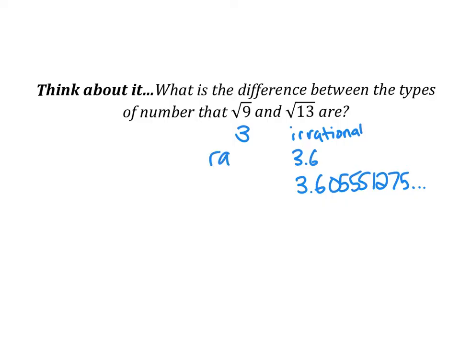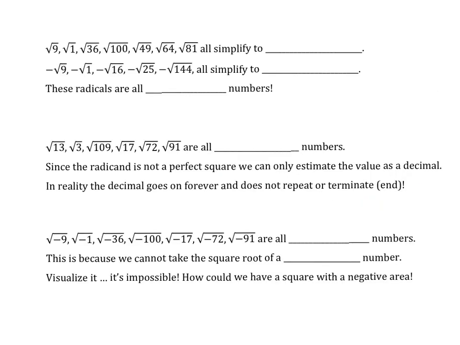So we call the square root of 9 rational because it simplifies to an integer or something that we could write as a fraction. So let's generalize this. The square root of 9, square root of 1, square root of 36, square root of 100, square root of 49, square root of 64, and square root of 81 all simplify to whole numbers. Every radicand is a perfect square.